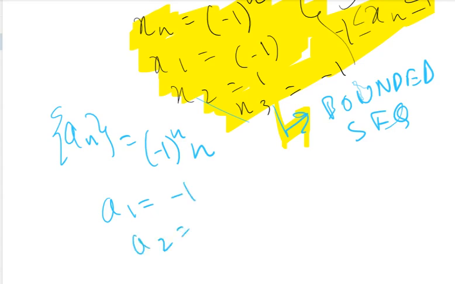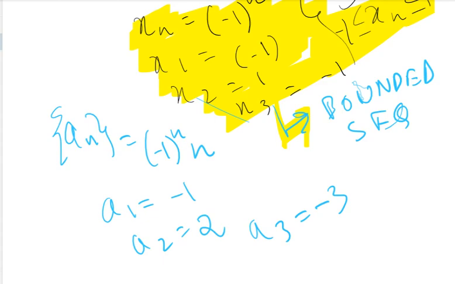Then a_2, what are you going to get? Minus 1 to the power 2 is a positive 1, so you get 2. Then a_3, what are you going to get? This is a minus 1, so you get a minus 3. So you can see what type of numbers you're getting. You're getting minus 1, minus 3, so it is going more towards the negative side also.